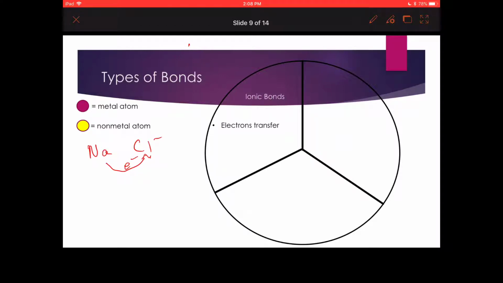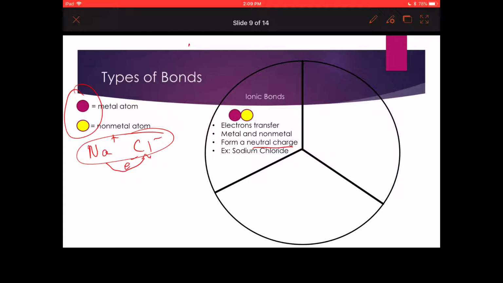So now chlorine gets a negative charge and sodium gets a positive charge, and they're going to stay near each other and actually form these crystal structures in order to balance those charges out, because while they're more stable, they still have charges. So we're transferring electrons with ionic bonds. We're going to see them between metals and nonmetals. So here we see a metal with a nonmetal, and they're going to form a neutral charge. That's going to be really important in this unit. So sodium chloride is an example of that, NaCl.